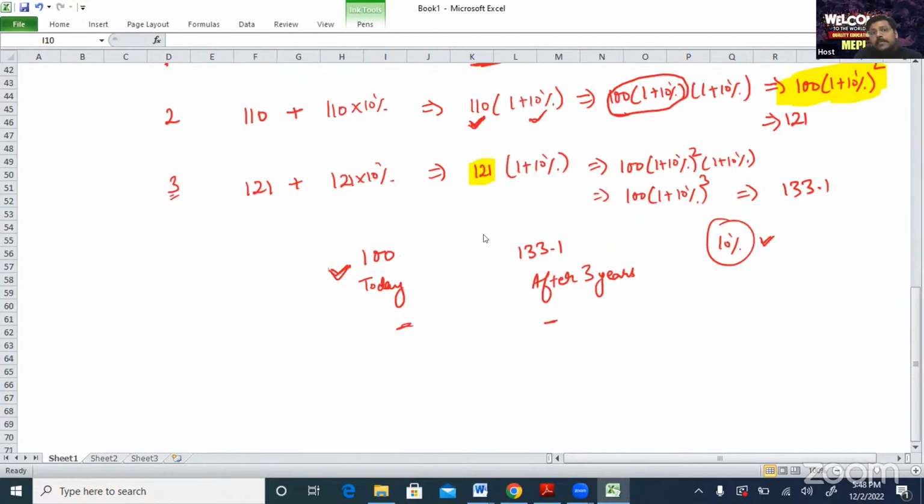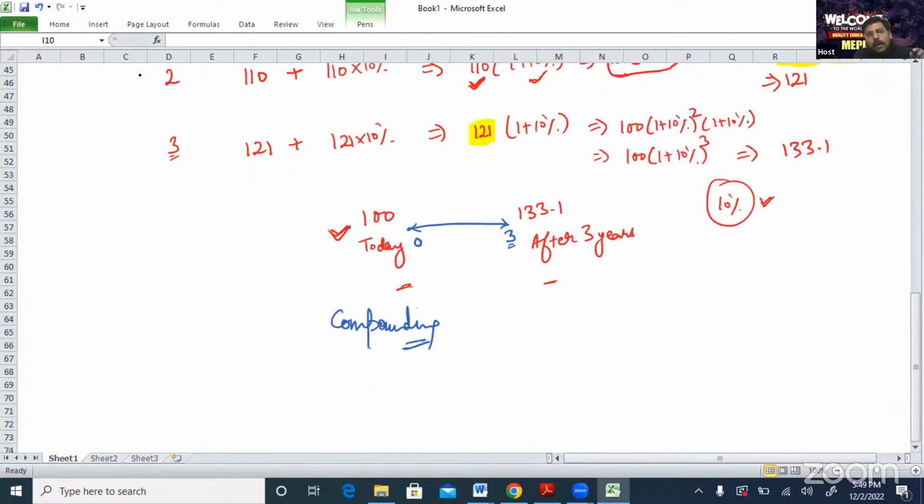So although the timing is different, what I have done now is, if this value was at time period 0, I have calculated what its value will be after 3 years. So that is compounding. If I calculate any future value, if I calculate any value for the future, that is called my compounding concept. That is called compounding.